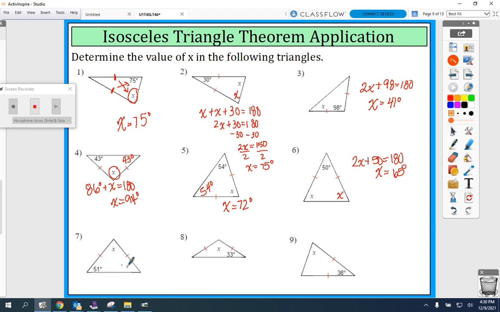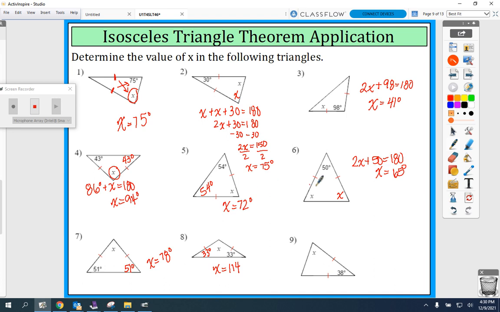And down here, this is the one where this is both 51. So add them and subtract from 180. I get that x is 78. For this one, same deal. I get that x is 114, I think.